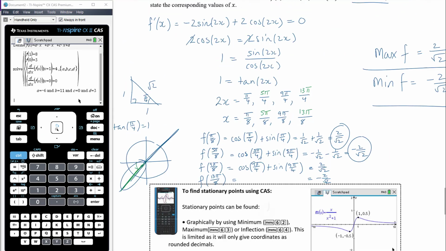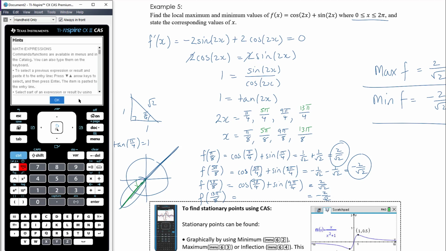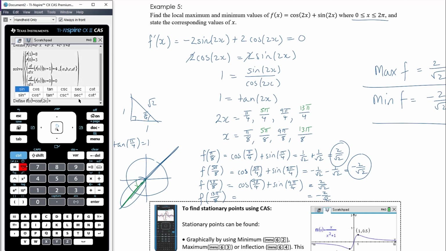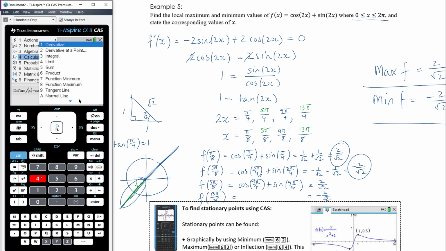Okay, so if I wanted to find the minimum and maximum values of this function, I can define my function first, perhaps to help me. So I'm going to do this example 5. So if we define f of x equal to cos 2x plus sine 2x, making sure my CAS is in radians, otherwise it won't differentiate correctly. So function min and function max are in the calculus menu, so menu 4. So you can use your derivatives, they're there, but we can also use function minimum.